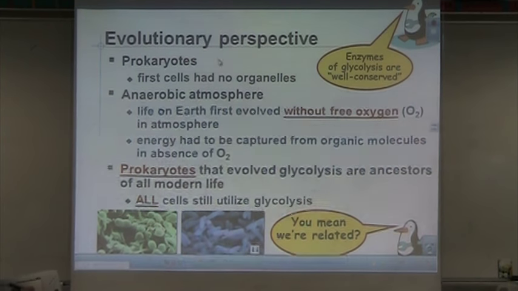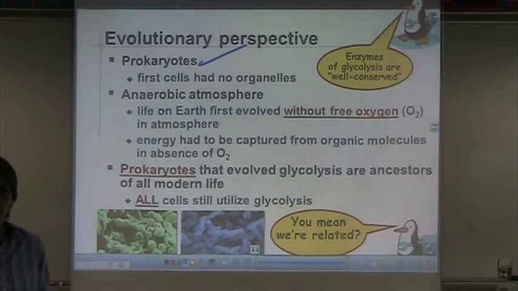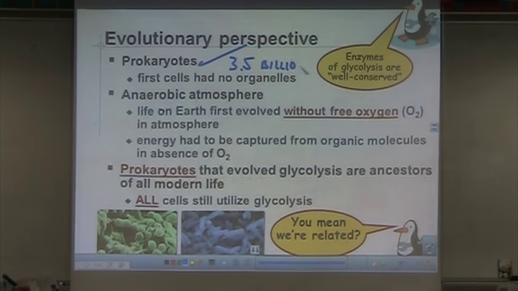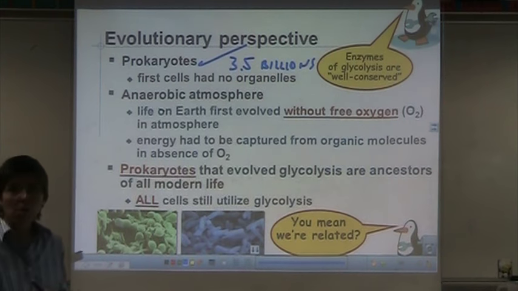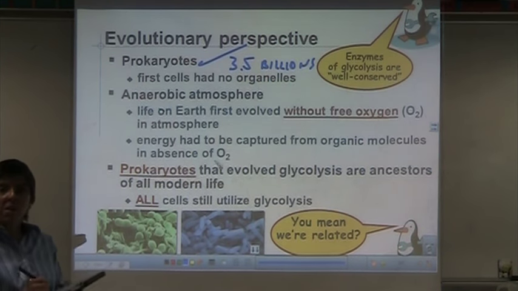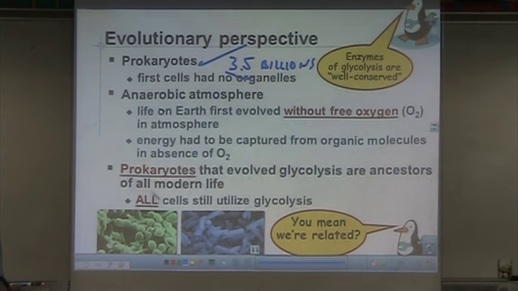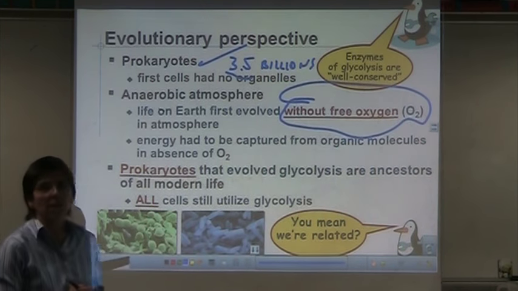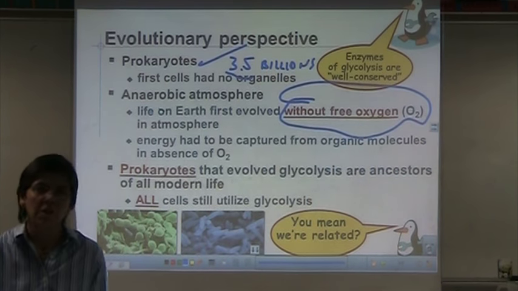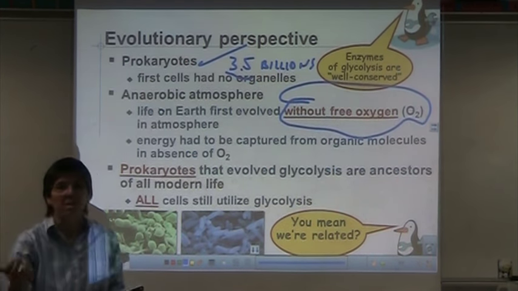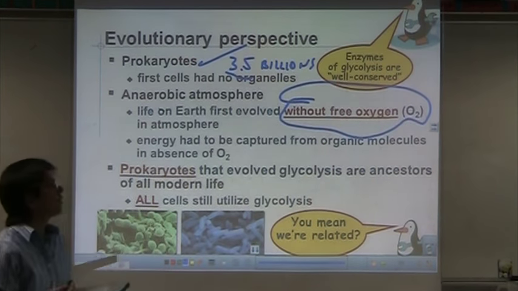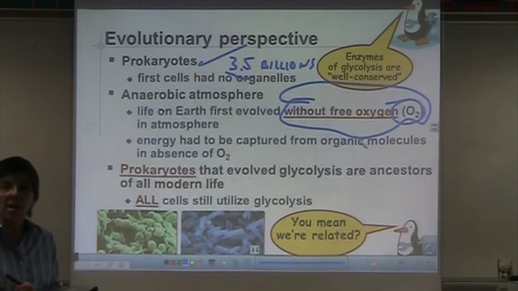Now, all prokaryotic organisms were the first cells on planet Earth. Fossils of prokaryotic cells are about 3.5 billion years old. An interesting thing that you might not know is that the original Earth's atmosphere had no free oxygen gas. All the oxygen was bound to other molecules, forming things like water and carbon dioxide, but we did not have molecular oxygen gas in the atmosphere.